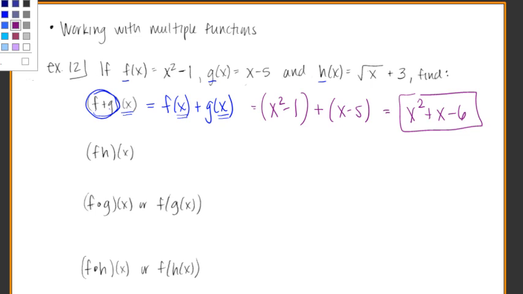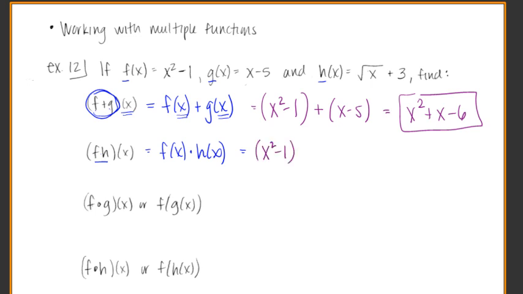All right, so when we go to the second, it's saying fh. Well, they're right side by side, so we're obviously going to multiply. This is the same thing as going f of x times h of x. Okay. So cleaning this one up a little bit, our f of x function is x squared minus 1. Our h of x function is the square root of x plus 3.